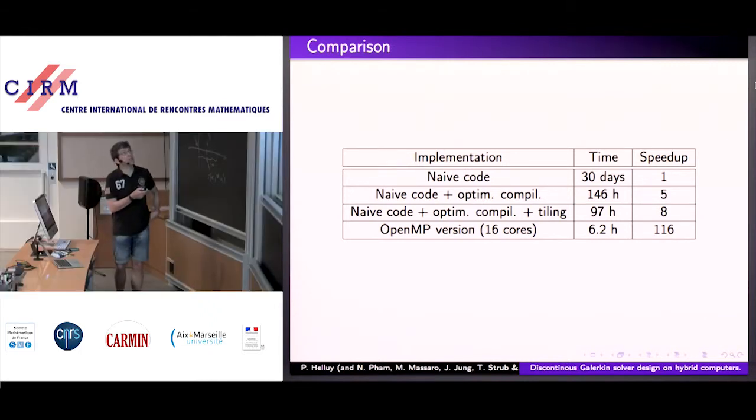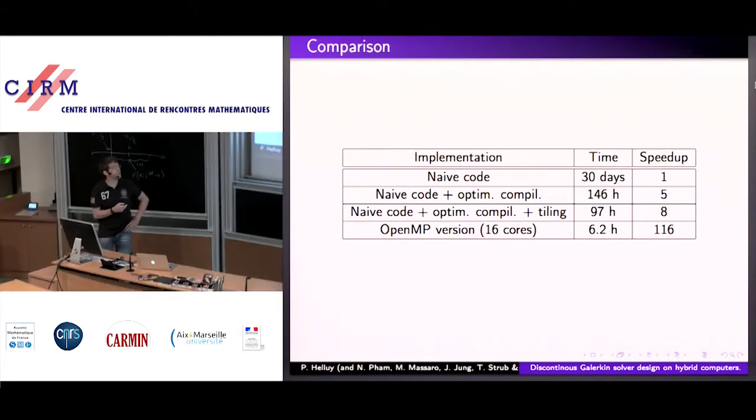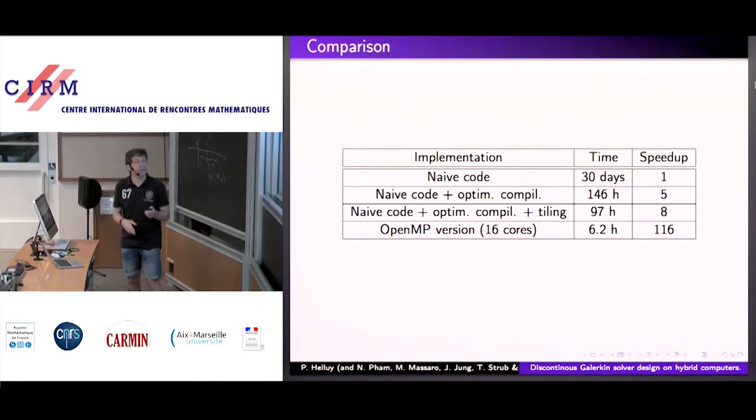Now you take the same code with compiler optimization. Then you have a speedup of 5. So it is already very interesting. And if you take the same naive code plus compiler optimization plus the tiling for optimizing data locality, then you have an additional speedup which is 8. And if you add the OpenMP directive in order to compute on all the cores of the CPU, then you get this speedup. So you have to compare with the naive code.